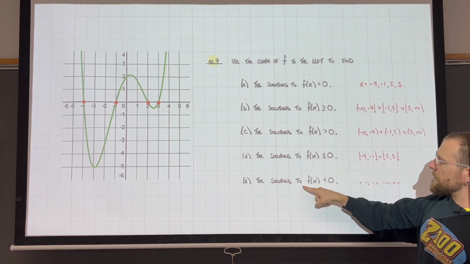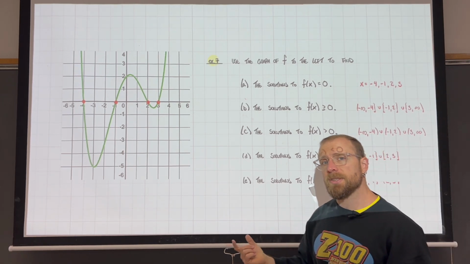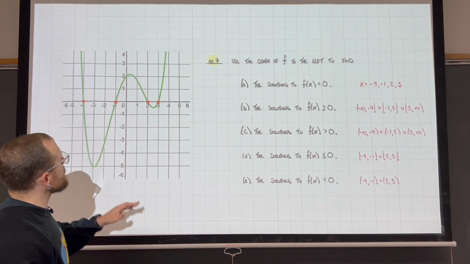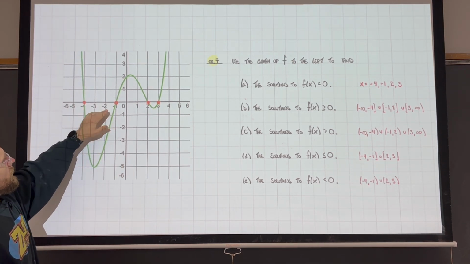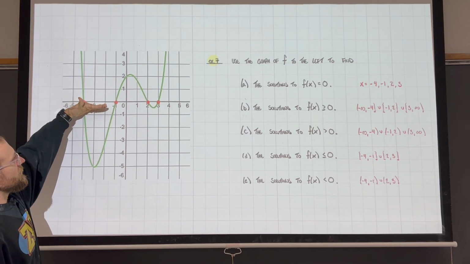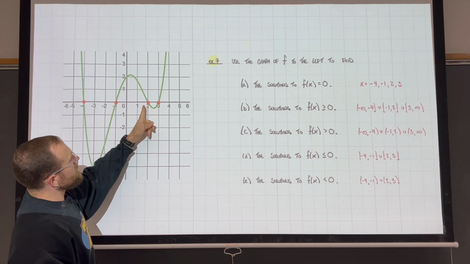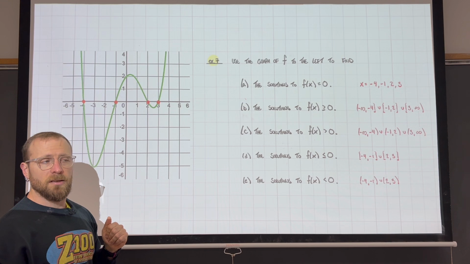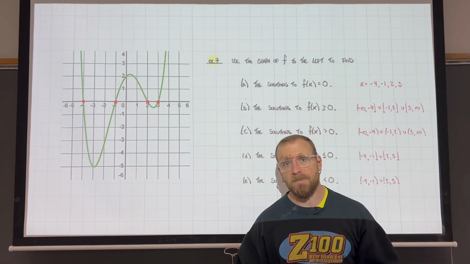And when I ask what are the solutions to f of x strictly less than 0, it's almost the same thing, but I'm going to remove those endpoints where the graph is on the x-axis. Now we're only between -4 and -1, not equal to -4 and -1. For those values of x, f of x is negative. And for x strictly between 2 and 3, f of x is negative. And again, I can see that because the graph is below the x-axis. That's it.